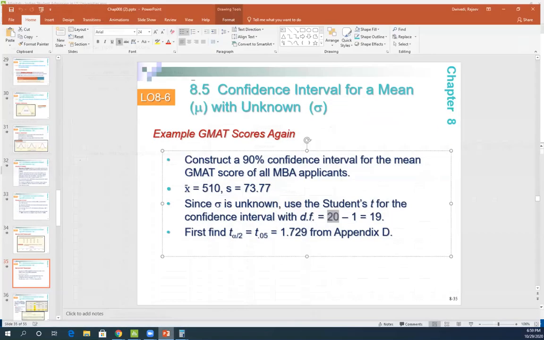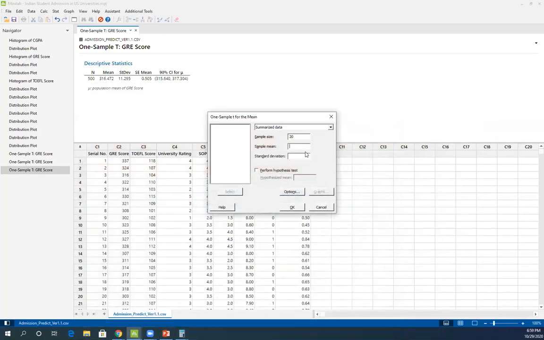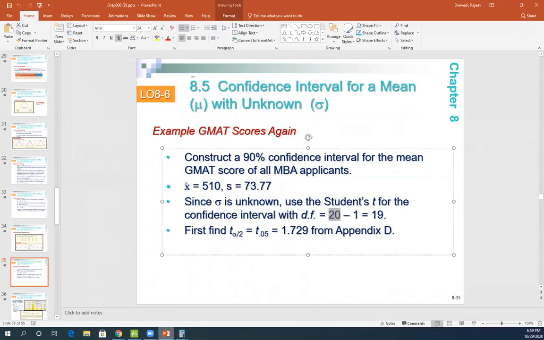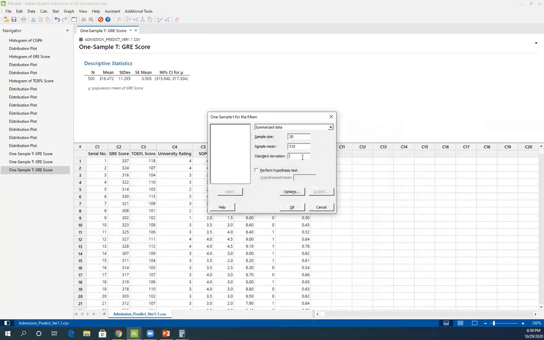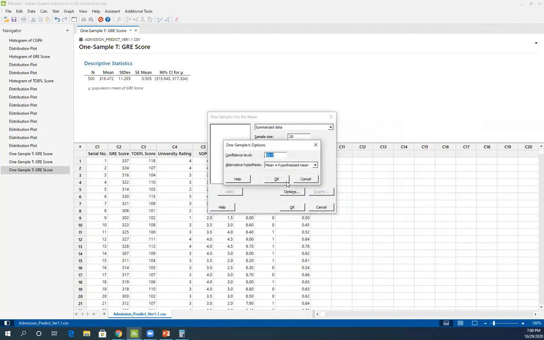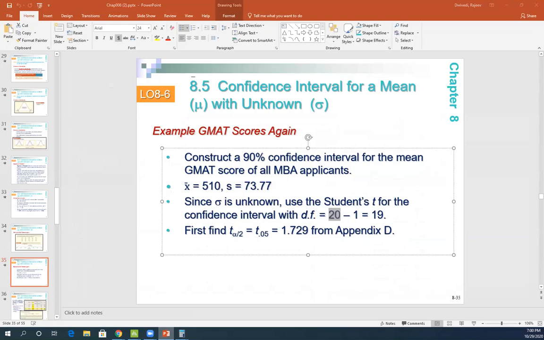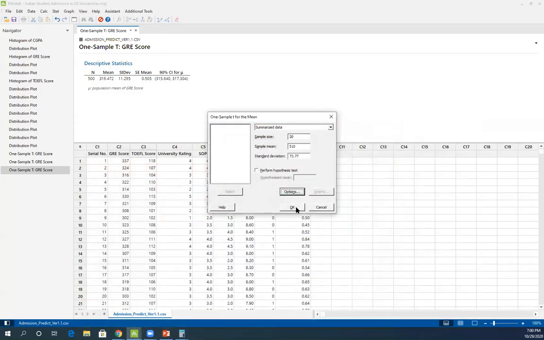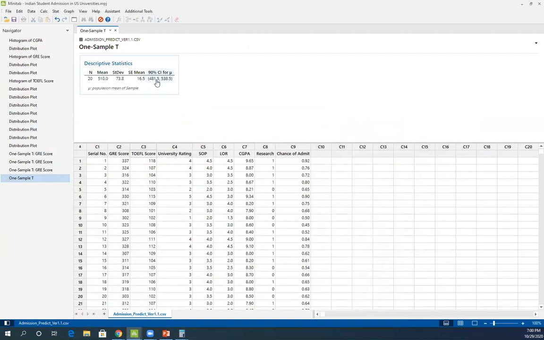Sample mean is 510. Sample standard deviation is 73.77. And the confidence level is 90%. So the interval is 481.5 to 538.5. If you have summarized data, mean, standard deviation and sample size, you can put them in and get 481 to 538.